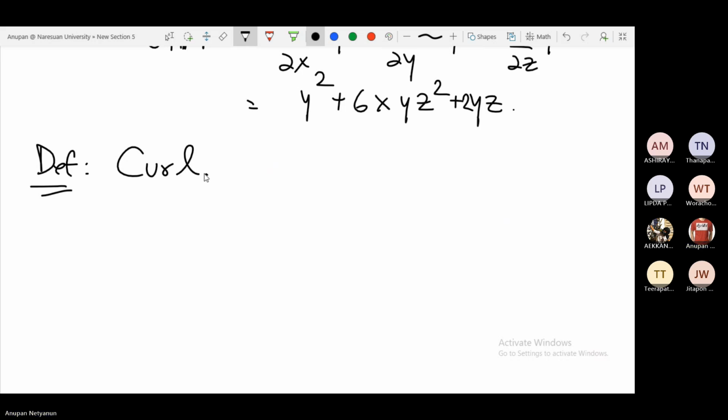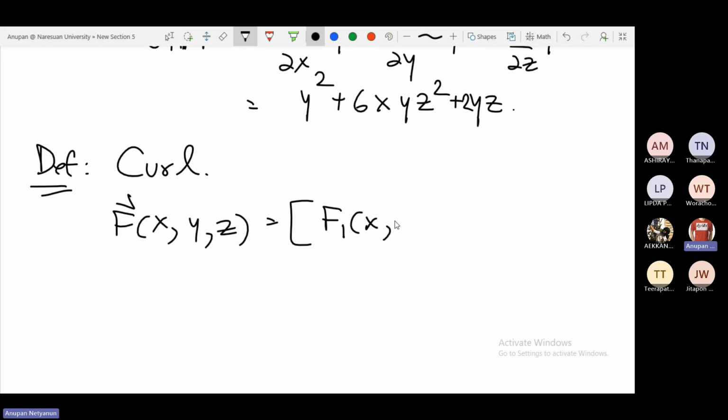Okay. Now, talking about curl, you start with the vector function f, again, that depends on variables x, y, and z, equal to f1 of x, y, z, and f2 of x, y, z, and f3 of x, y, z.